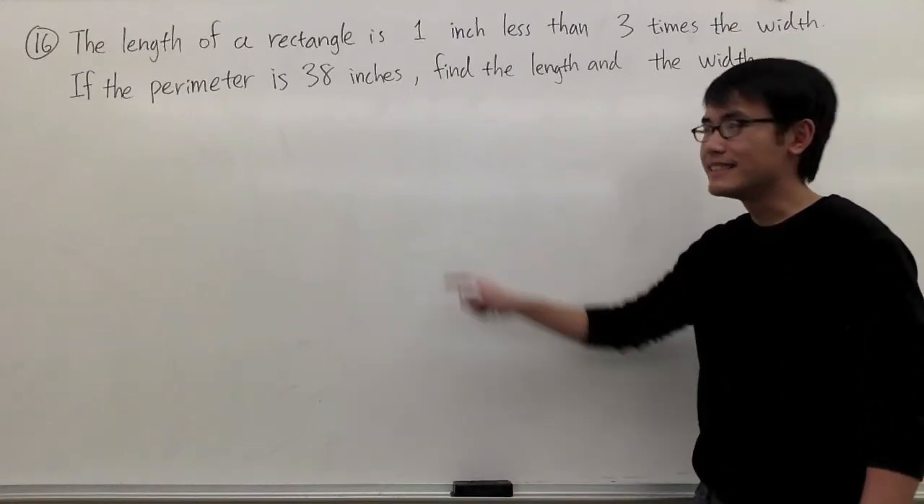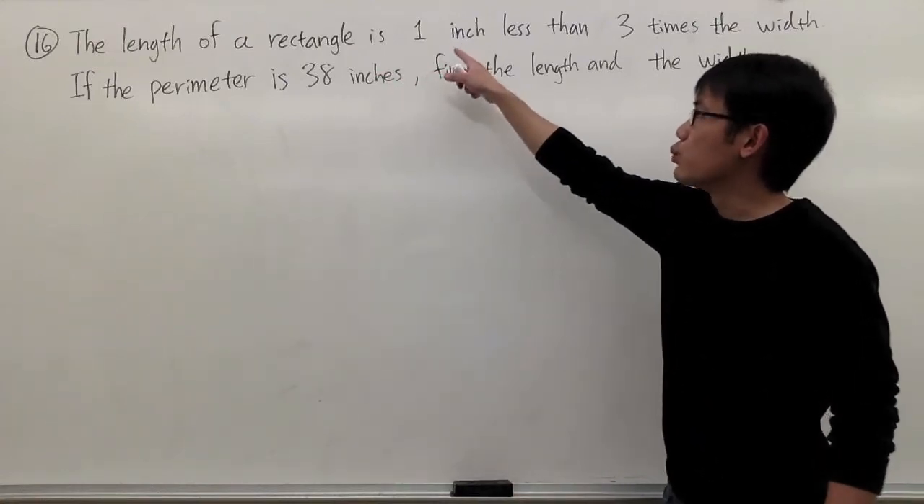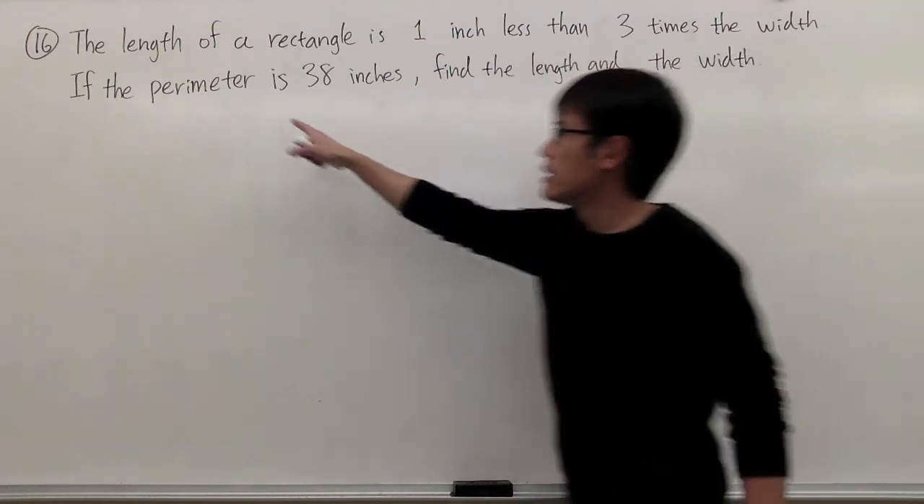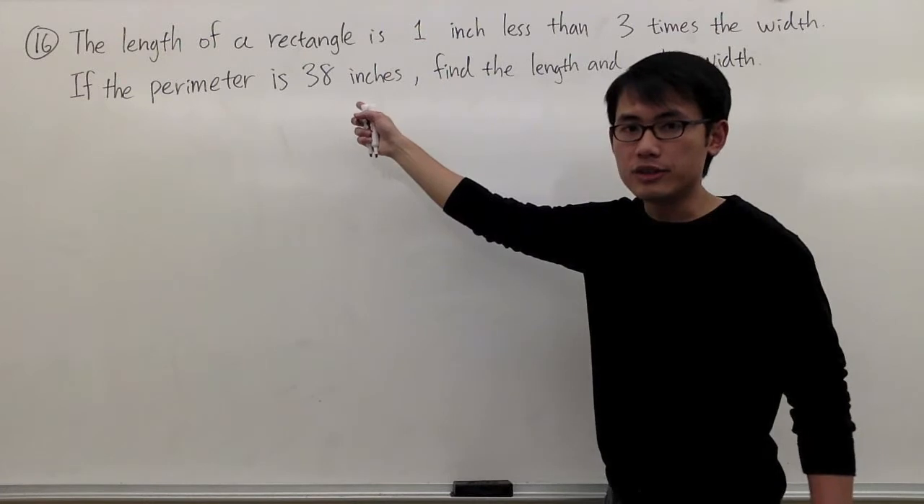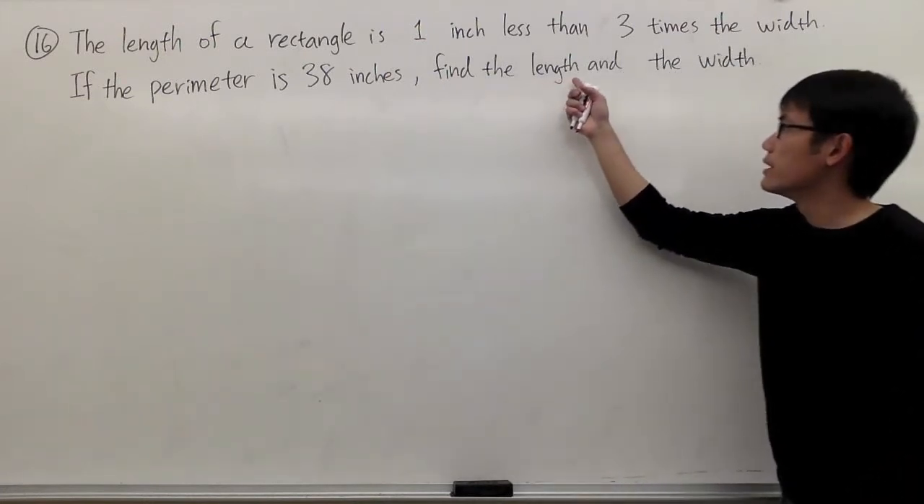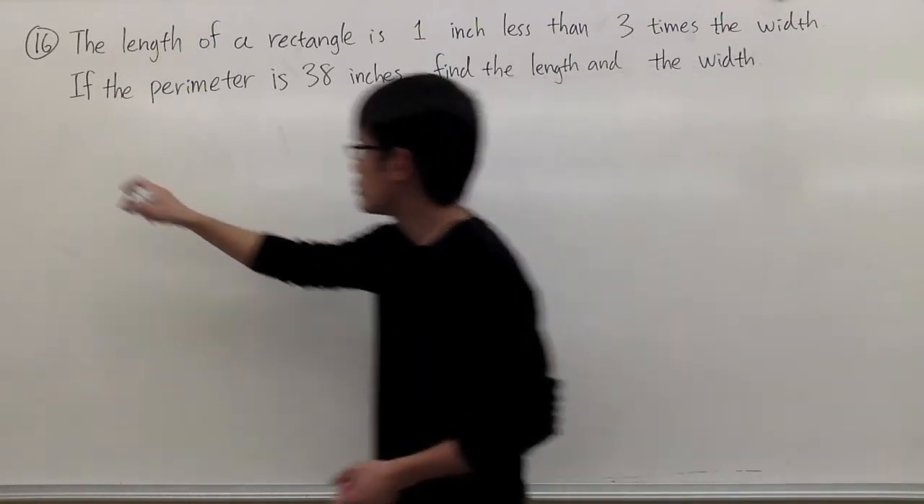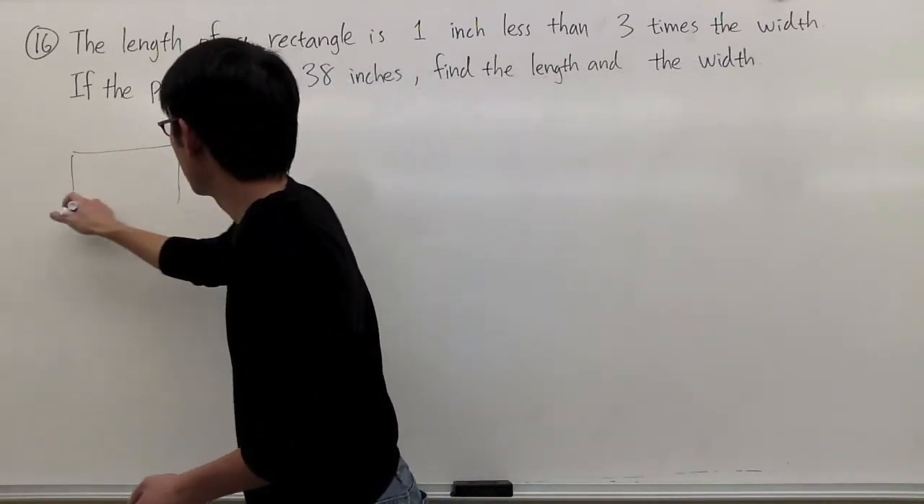Number 16, it says the length of a rectangle is 1 inch less than 3 times the width. And we know that the perimeter is 38 inches. We are going to find out the length and the width. And because we're talking about a rectangle, let's draw a rectangle.